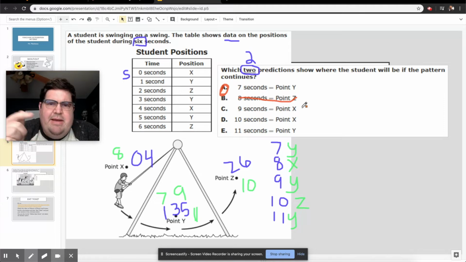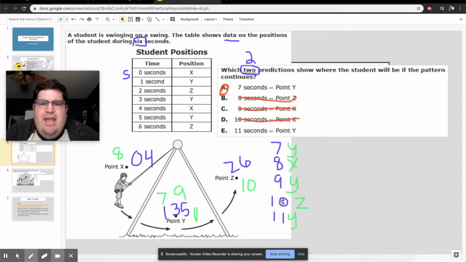Again, I'm using some annotation skills. I've annotated the problem, and I'm starting to go through my answers, and ones that aren't right, I'm crossing out, getting them out of the way. All right, at 9 seconds, he's at point Y, not X. That's not right. At 10 seconds, he's at point Z, not X. Get that out of here. All right, 11 seconds, point Y. There we go.